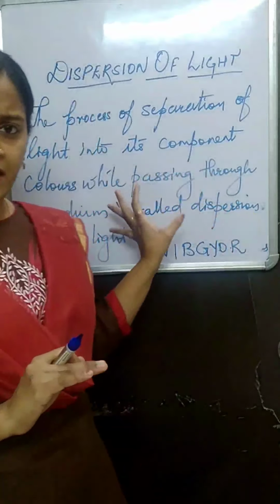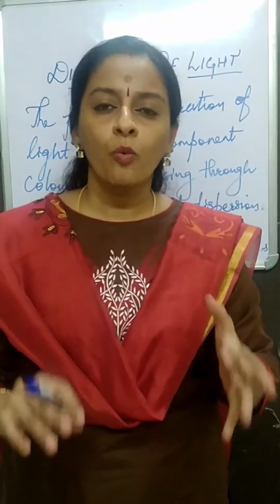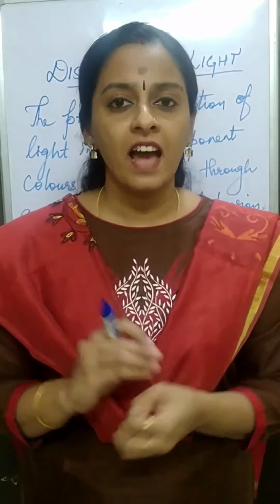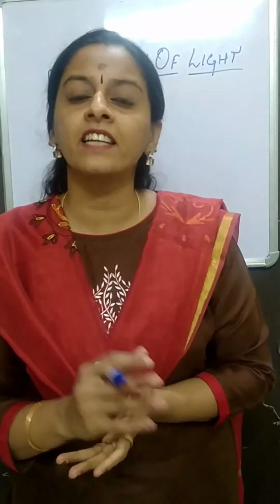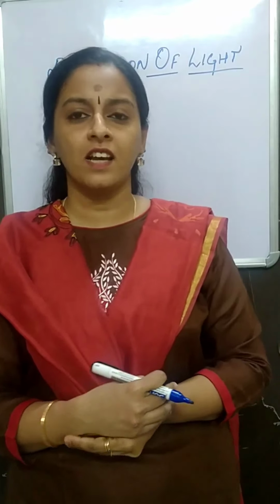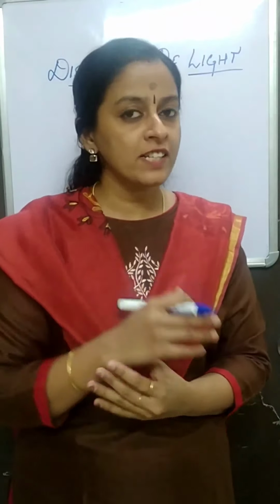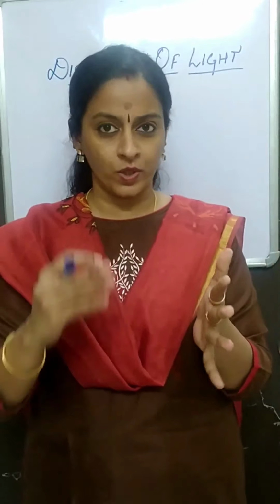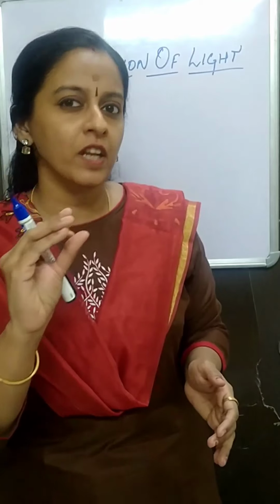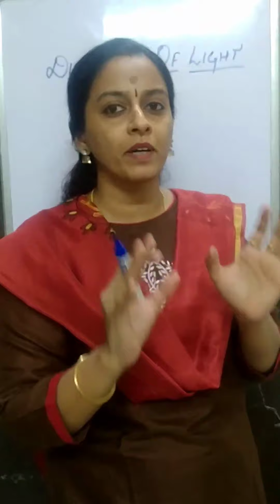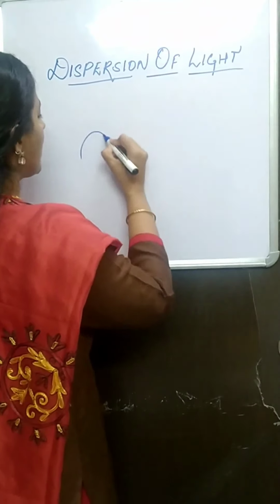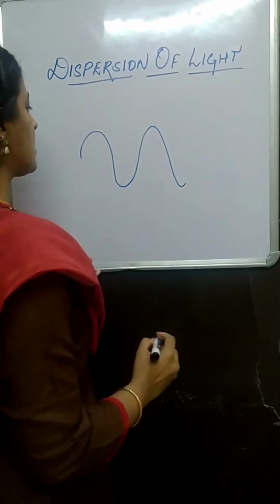Now, after learning the definition, let us learn why this dispersion happens. Why does this white light get separated into its component colors? Now, this chapter, light, has a very close relation to sound. In your 9th standard, you have learnt the notes of sound. Sa, re, ga, ma. The different notes have different frequency. When I use the word frequency, you should remember a wave. We can't learn frequency without considering a wave.